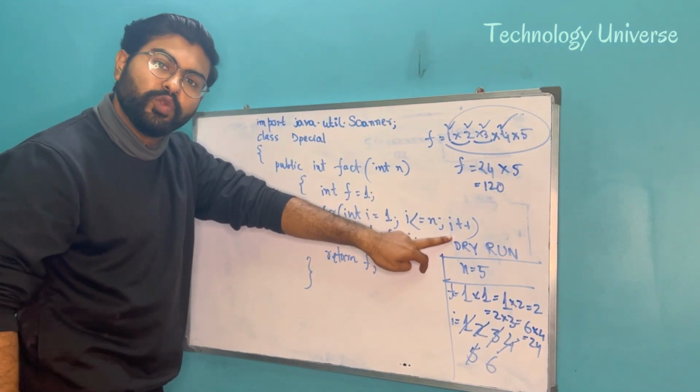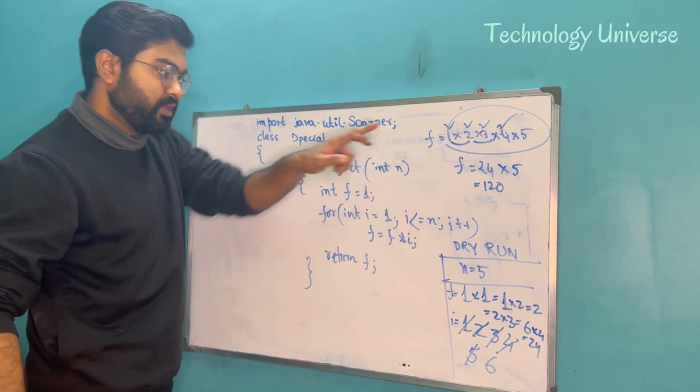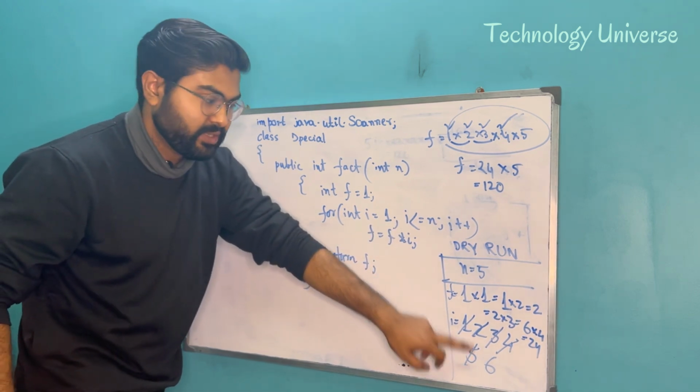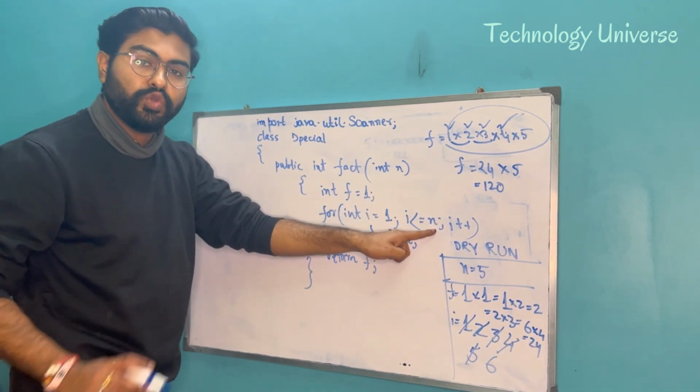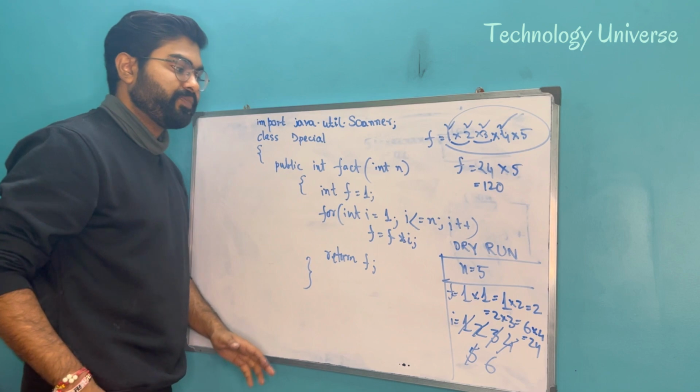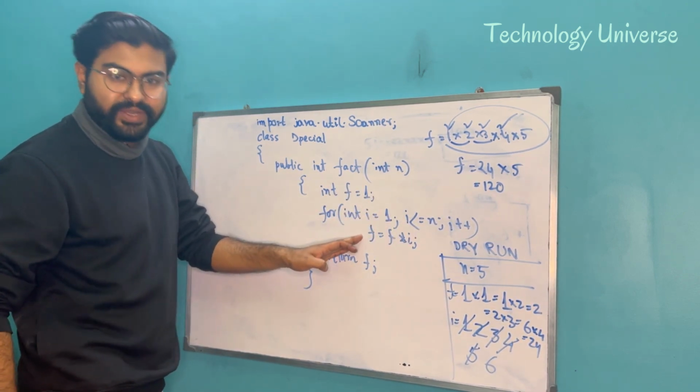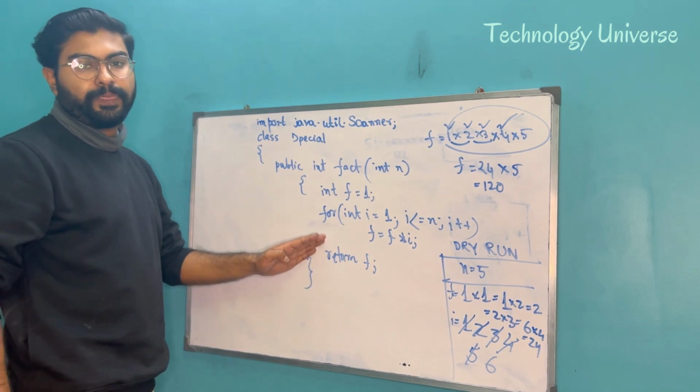But will the body of the loop execute? Let's find out. i's value is 6. Is 6 smaller than or equal to 5? No. It's a clear no. Means false. The condition of the loop is false, which means the body of the loop would not execute. It would jump out of the loop.